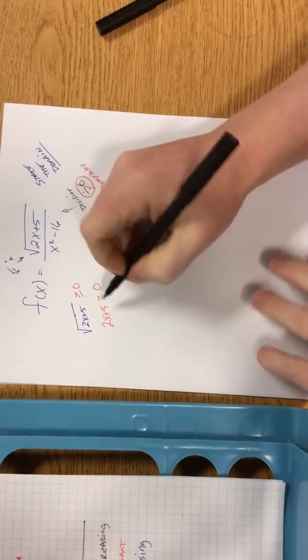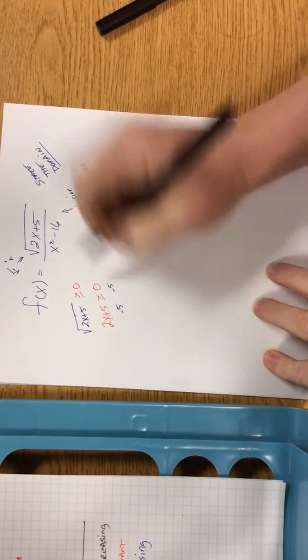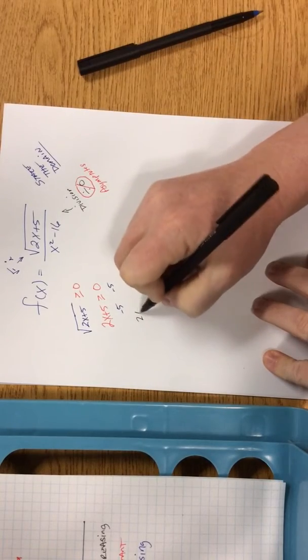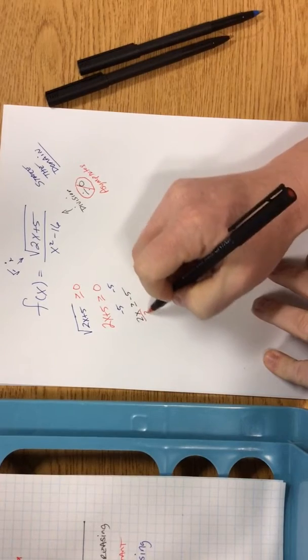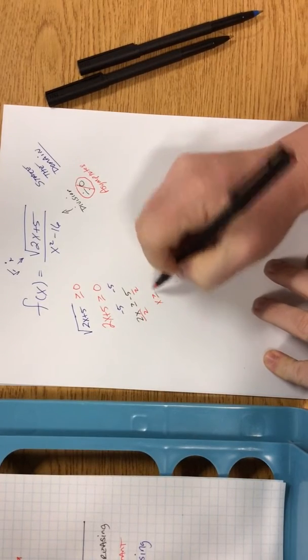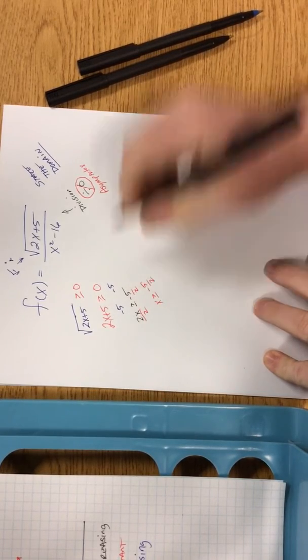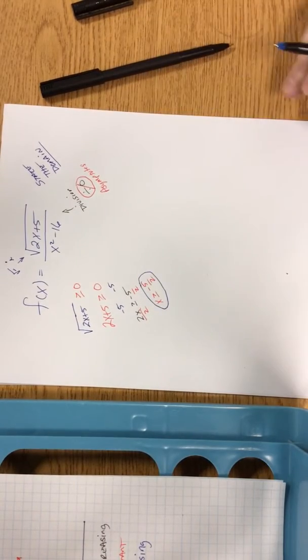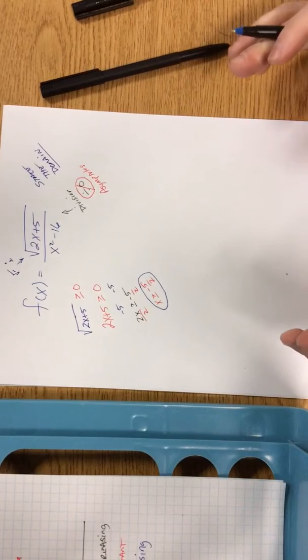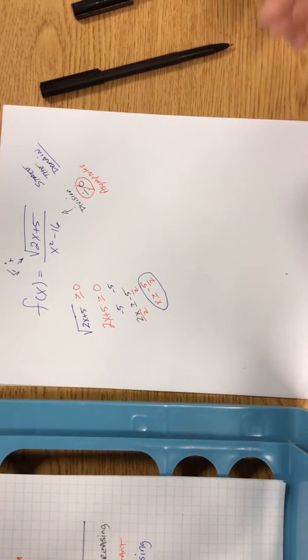So I go ahead and solve the equation. Subtract 5 from both sides, and I end up with 2x is greater than or equal to negative 5. I divide both sides by 2. x has got to be greater than or equal to negative 5 halves. So there's our first restriction. We have to have a number greater than or equal to negative 5 halves, or negative 2.5.